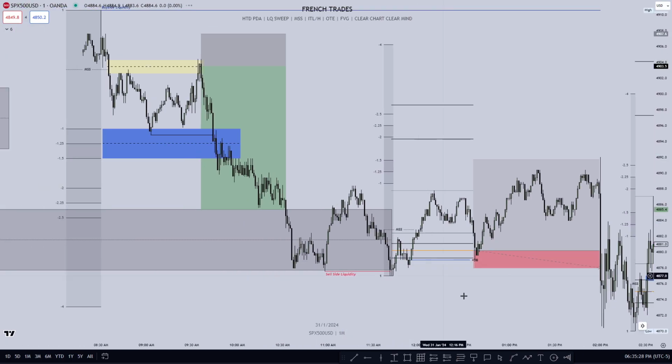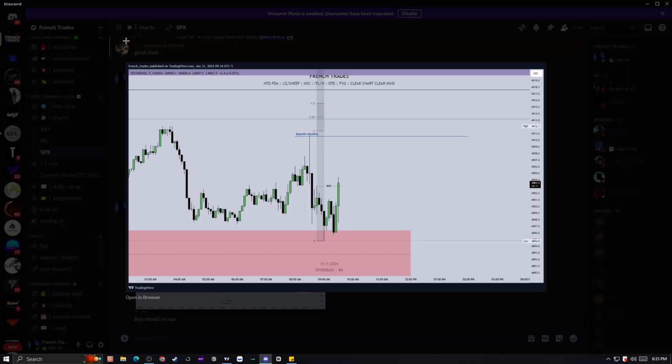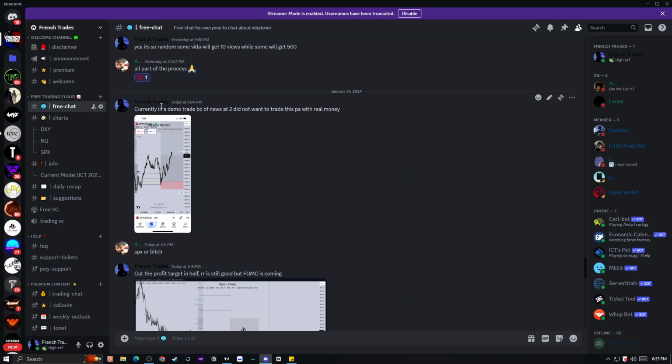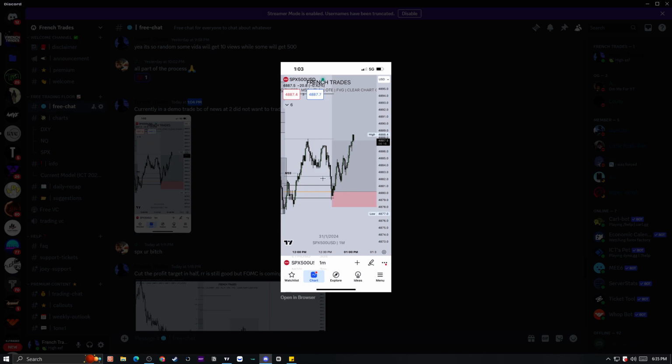Now, I did say in the Discord, I did call this out in the Discord, and let me find it real quick without leaking anything. Here. I said, currently in a demo trade because of news at 2 and did not want to trade price action with real money. Fine. 104. This was the current trade.